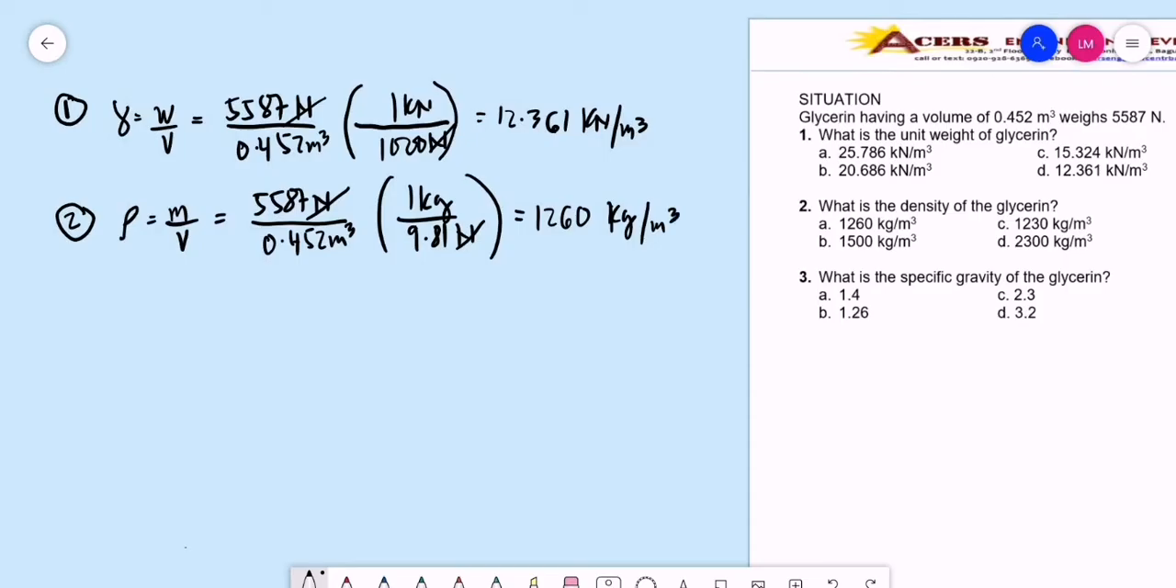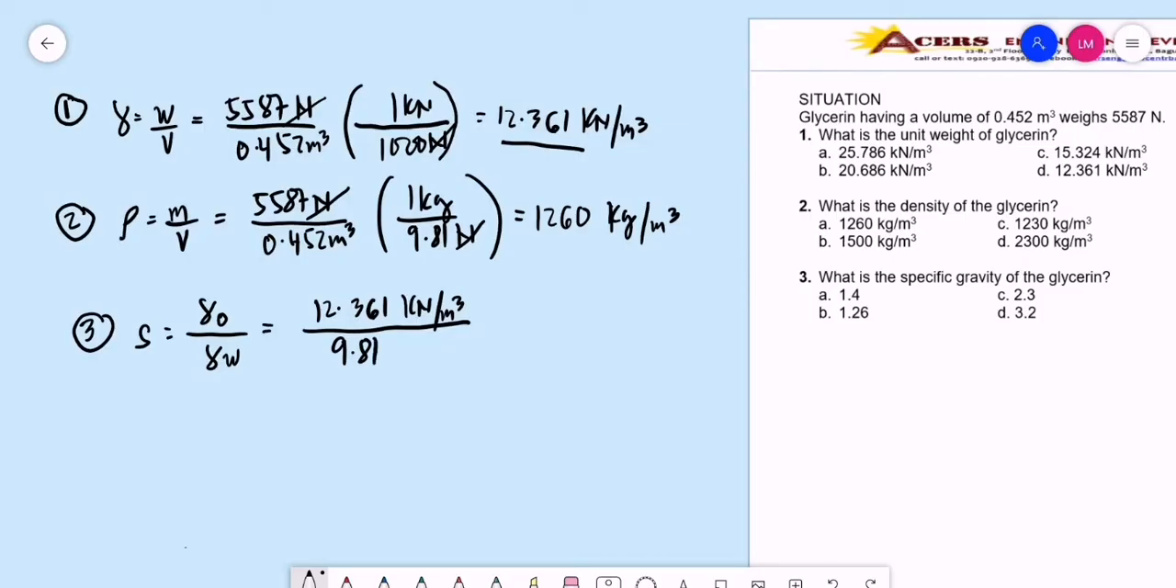That is letter A. Then we have number 3, specific gravity. We can have it in terms of the gamma, the unit weight of any object divided by the unit weight of water. The unit weight of the glycerin is 12.361 kilonewtons per cubic meter. Take note that specific gravity is unitless. So we are using the gamma of water having the same unit, 9.81 kilonewtons per cubic meter, so that we can cancel the units. And this is now equal to 1.26.